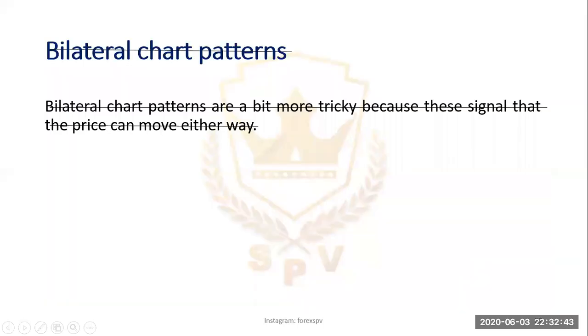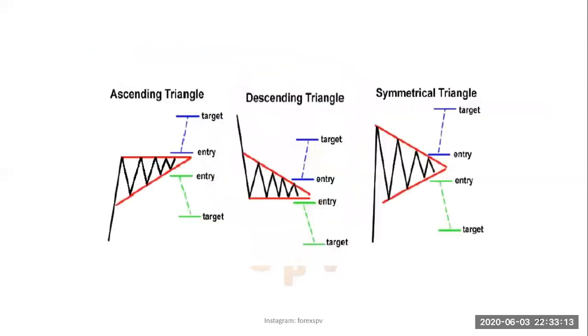So we have the bilateral chart patterns, the ones that we should never be looking for in the market. You see, they say these are tricky. They signal that price can move either way, but I always need to have a view in the market. Always know where the market should move next. And your view can be correct or wrong, but you should always have a view. So if many of your views are wrong, then you are wrong somewhere.